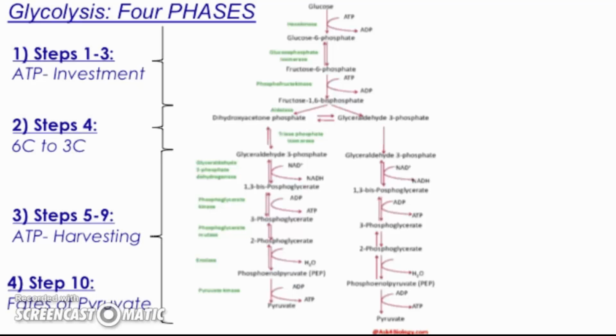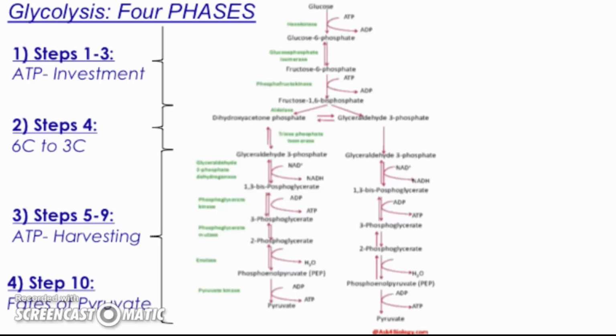4 phases of glycolysis. While glycolysis is a process of 10 steps, each with their own specific enzyme, products, and reactants, it is also important to understand the larger picture by breaking down glycolysis into 4 phases. This will also help with understanding the ATP energy yield and regulation of the process.